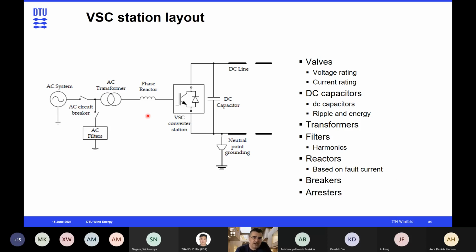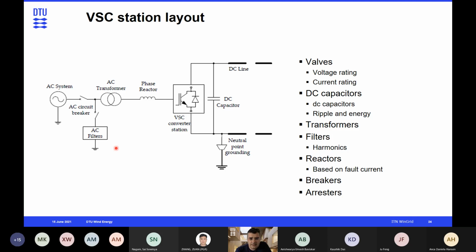And how a VSC station layout looks is very straightforward. We have the DC side with a DC capacitor used to control the voltage in the DC link, then the actual converter, and on the AC side, the phase reactor and the transformer, and then the connection to the AC grid.